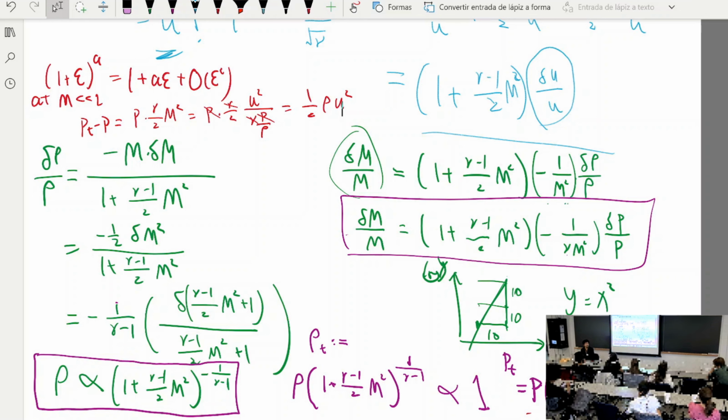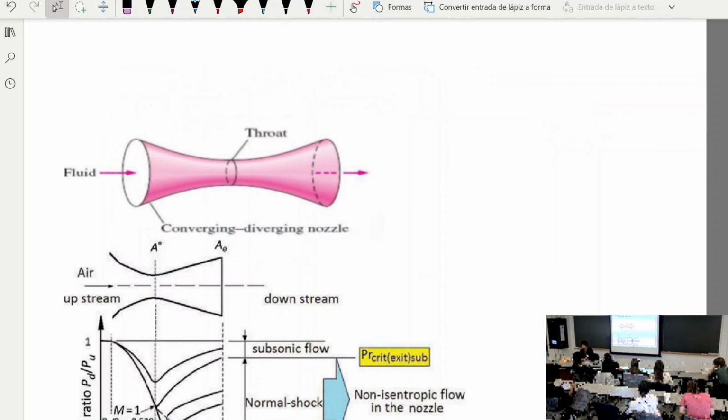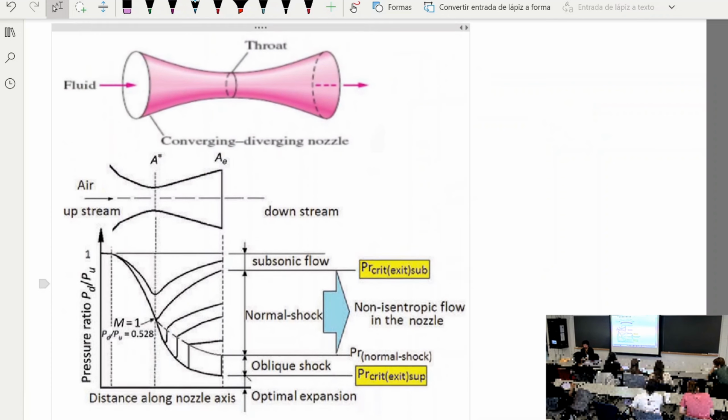So basically, the process to solve a convergent-divergent nozzle is that you go from the area to the Mach number, and you go from the Mach number to pressure, density, everything, right? This is how these plots are generated.